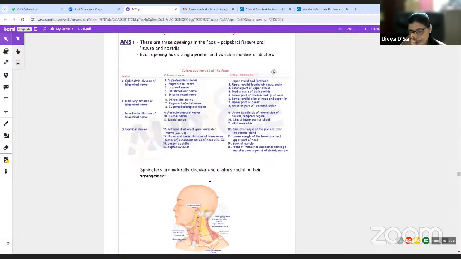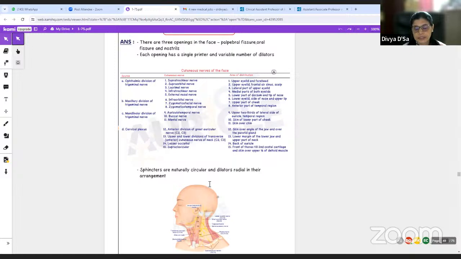Okay, in addition to that, there are some nerves from the cervical plexus, like anterior division of great auricular nerve, upper and lower divisions of transverse cutaneous nerve of neck, lesser occipital, and supraclavicular. So skin over the angle of the jaw and over the parotid region is supplied by the anterior division of great auricular nerve, whereas the upper and lower divisions of transverse cutaneous nerve of the neck will supply the lower margin of the lower jaw and upper part of the neck.